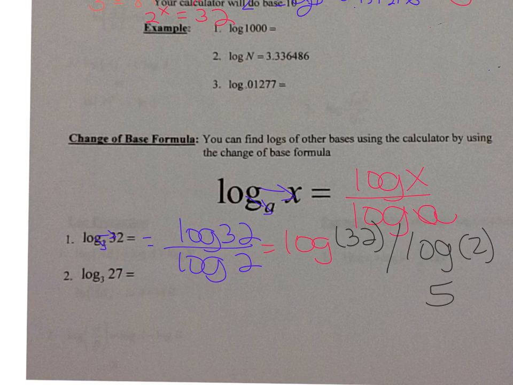All right, so let's try it with log base 3 of 27. So that would be log 27 divided by log 3. Okay, plug that in your calculator, and you actually get 3.